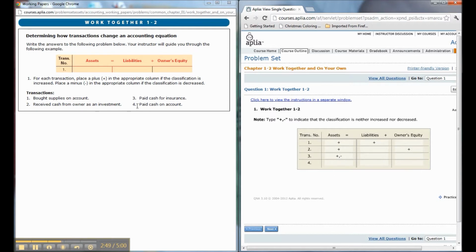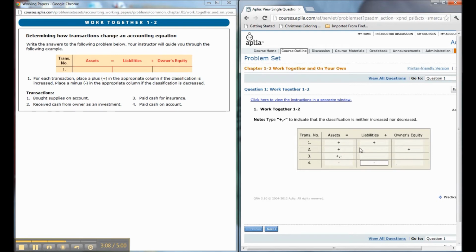All right, and the last one, paid cash on account. Again, paid cash would be an asset. So my asset is going down. On account, remember, is a liability. Okay, since I'm paying them their money, I don't owe them money anymore. So my liability will have to go down.